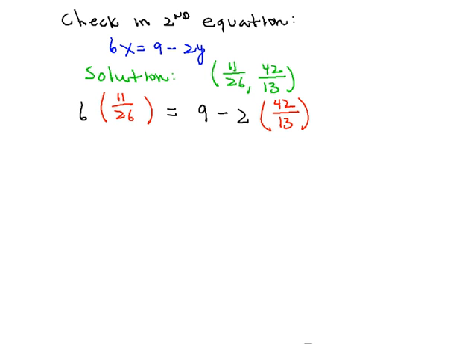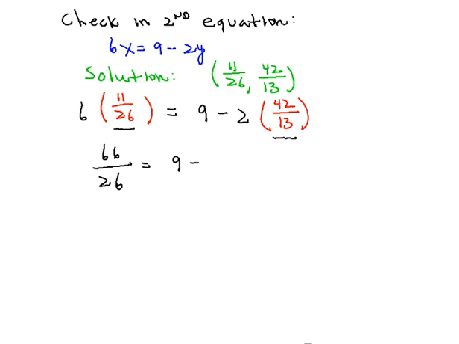Now for practice, let's check the solution we just came up with, which was 11 over 26, 42 over 13, in one of the equations. And I'm going to choose to use the second equation here, which is 6x equals 9 minus 2y. So you can see that what I've done down below here is to replace the x with 11 over 26, which is right here, and the y with 42 all over 13. So if we multiply on the left-hand side, we'll end up with 66 all over 26.